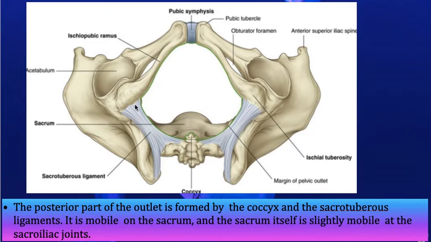Now, the posterior part of the outlet is formed by the coccyx and the sacrotuberous ligament. It is mobile on the sacrum, and the sacrum itself is slightly mobile at the sacroiliac joints.